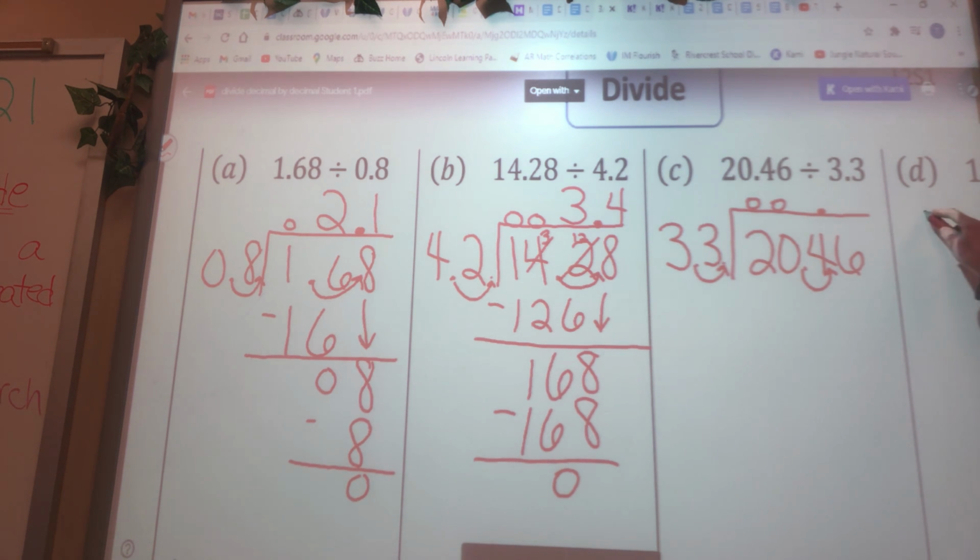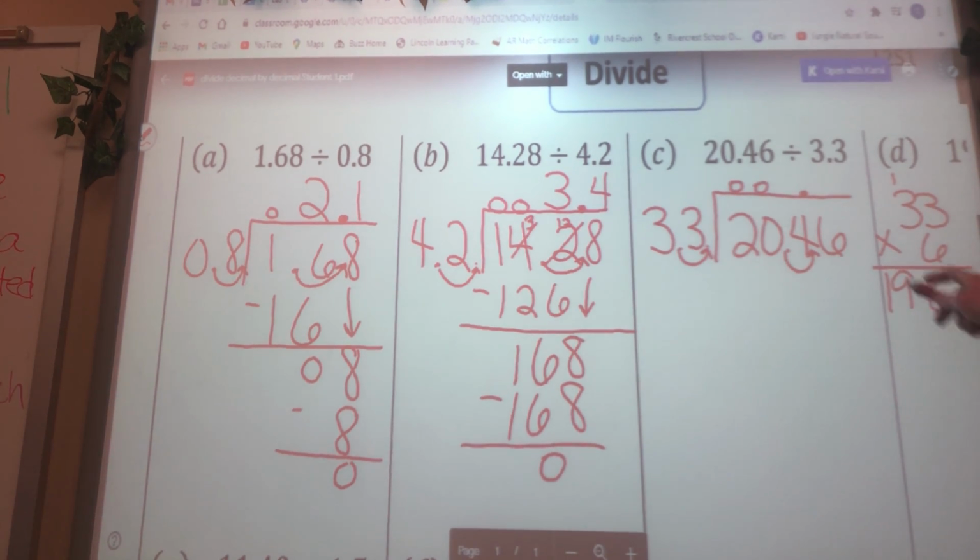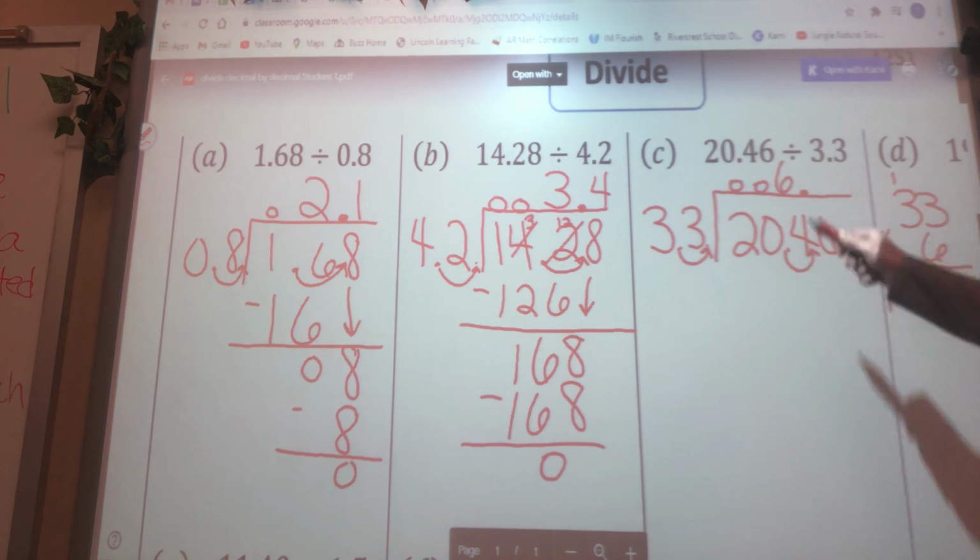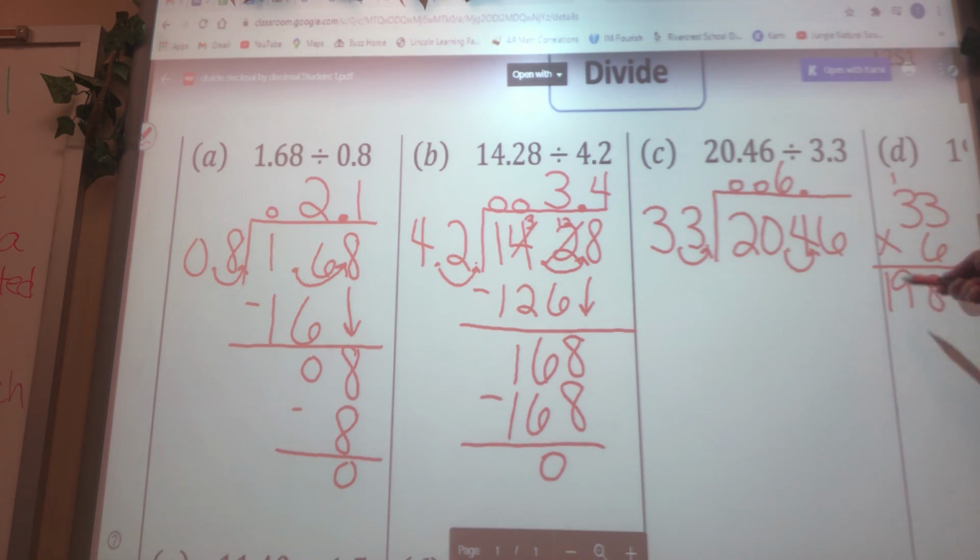So let's go over here to the side. 33 times 6, because we said since 3 will go into 20 about 6 times, we think this might work. So 6 times 3 is 18. 6 times 3 is still 18, plus the 1 is 19, so 198. Well, that's just a little bit less than 204, so we were right. So we can use that 6. And we don't have to do the math, we just did it right here.